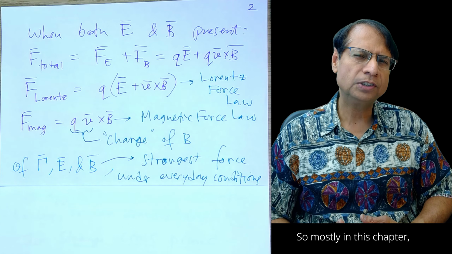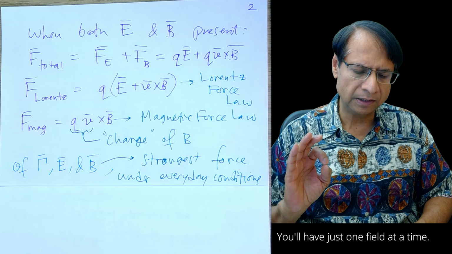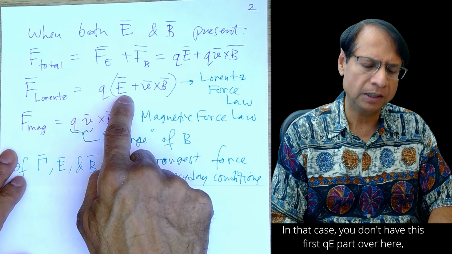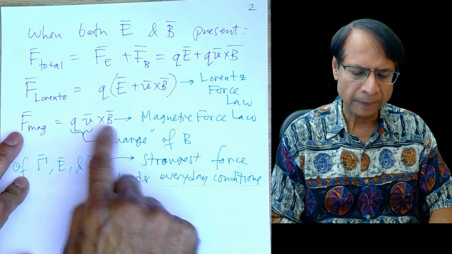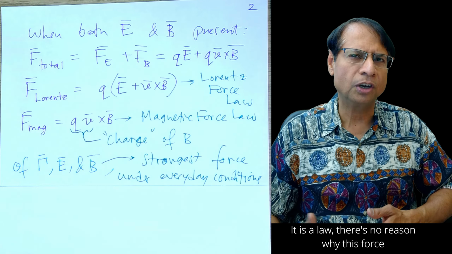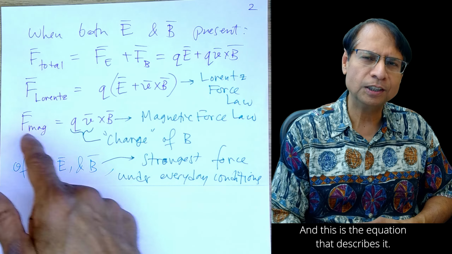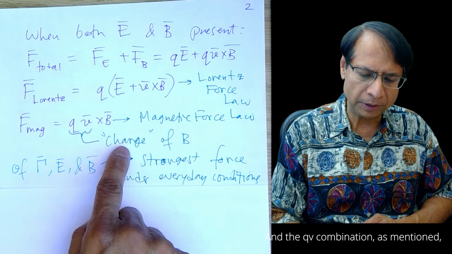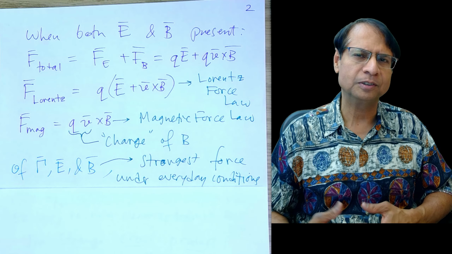Mostly in this chapter, we'll be dealing with just the magnetic field. You'll have just one field at a time. In that case, you don't have this first QE part. You have just the magnetic part, and that part is QV cross B. This equation is called the magnetic force law. It is a law. There's no reason why this force should have existed. It just does, and this is the equation that describes it. And therefore, it's a law. And the QV combination, as mentioned, is the charge of the magnetic field.